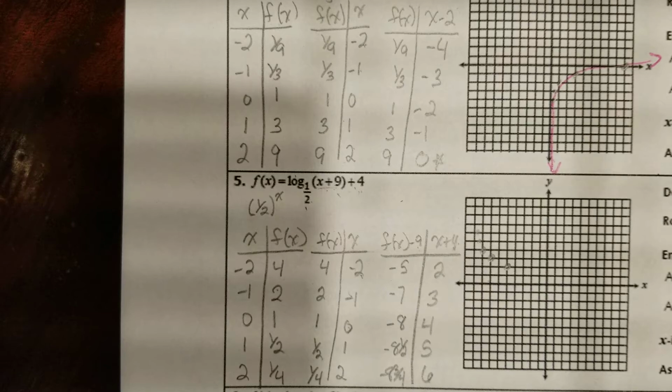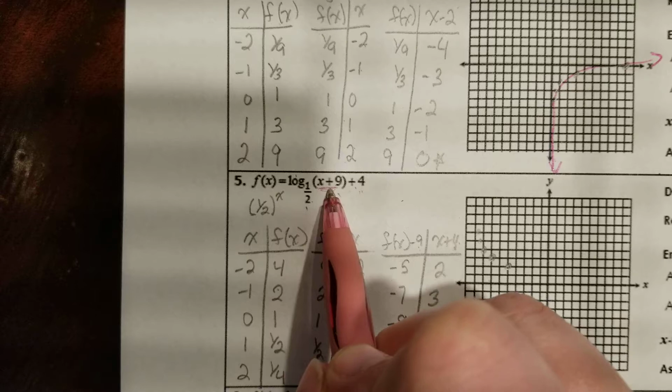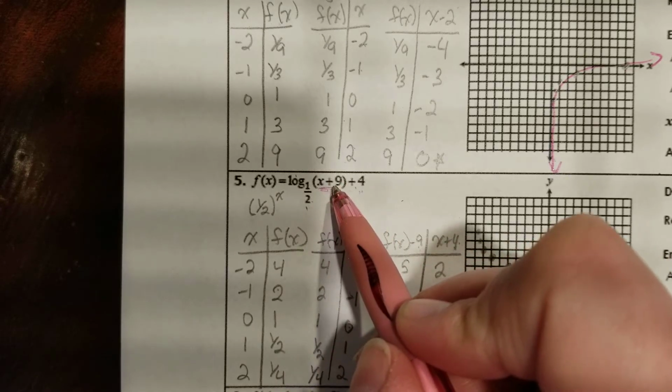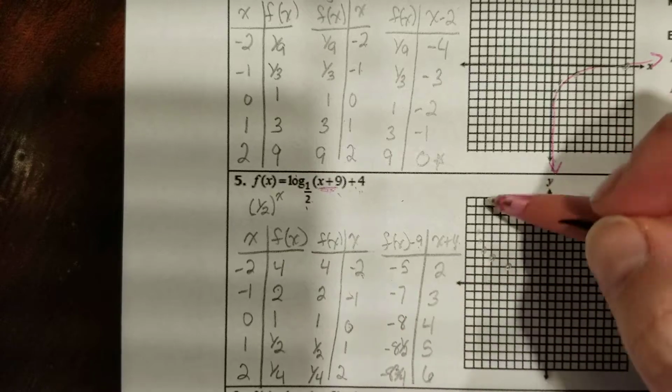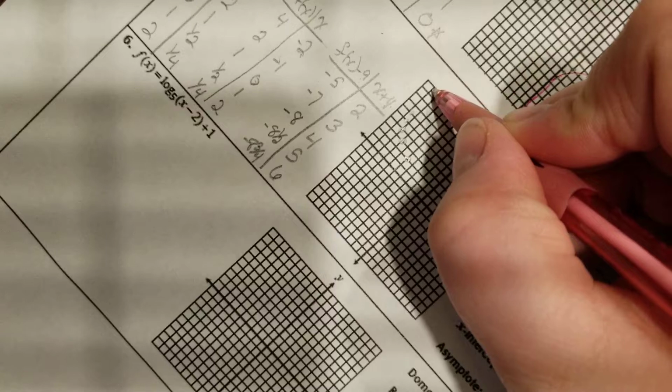Alright, so remember our asymptote now is going to come from this, and it's the opposite of in here. So since it's plus 9 in here, our asymptote is negative 9. So we're never going to cross negative 9. And I'm going to kind of tilt the paper here. So it's going to look like this.